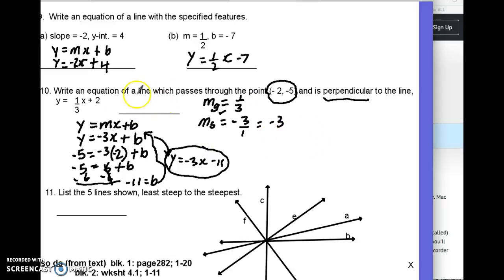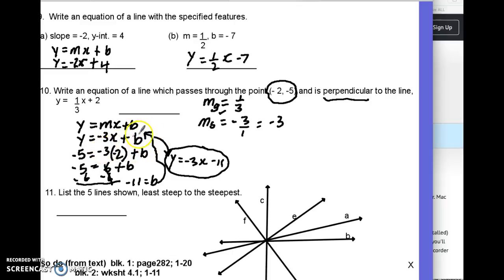So let's go over this. We're looking for the equation of a line which passes through this point and is perpendicular to this line. Therefore, when we look at the line that we're given, we find the slope of that line, which is 1/3, which would help us to find the slope of the perpendicular line, which would be negative 3/1, or negative 3. So we've set forth the template, the model, y equals mx plus b. For m, we put negative 3 because that's our slope, x plus b, and now we have to go about the job of finding b.